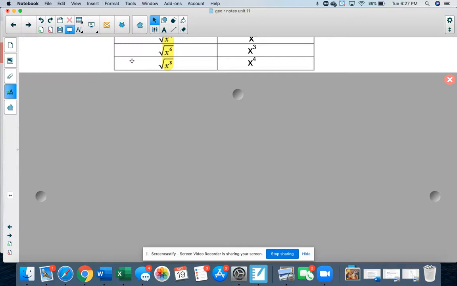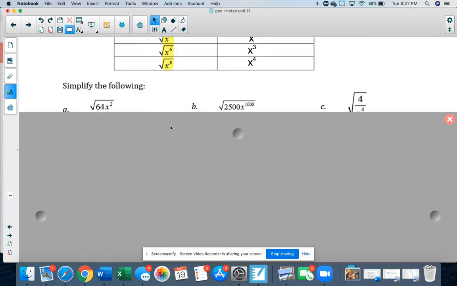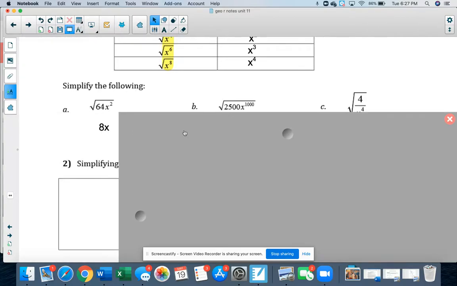So if we looked at our first problem right here, I'm going to simplify the square root of 64x squared. The square root of 64 is a perfect square. It equals 8. The square root of x squared, that's also a perfect square. That equals x. So my answer is just 8x.